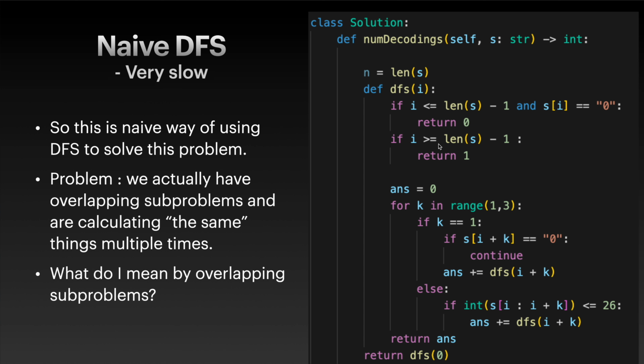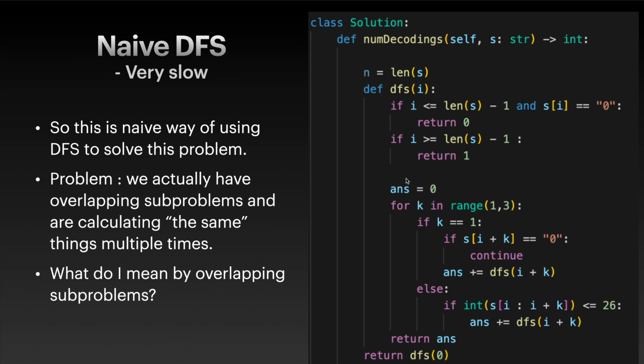So if i is greater than or equal to n minus 1, that means we are either looking at the last position of the string or even beyond, then we return 1. So that's the base case for this recursive function, right?